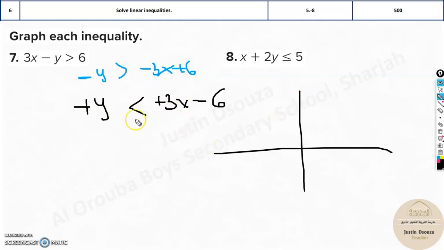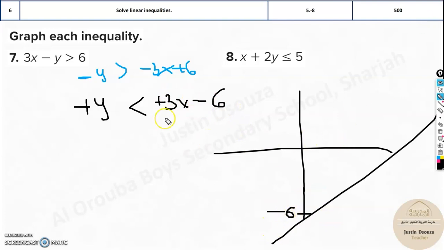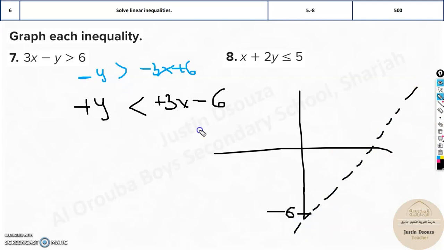You need to graph this. Look, it's plus, okay, it's plus and it's minus 6. So minus 6 means it's somewhere over here. It's going upwards. The graph is going upwards. And since it is just greater than, it would be a dotted line upwards. And then the solution region is everything that is below this line. Why?